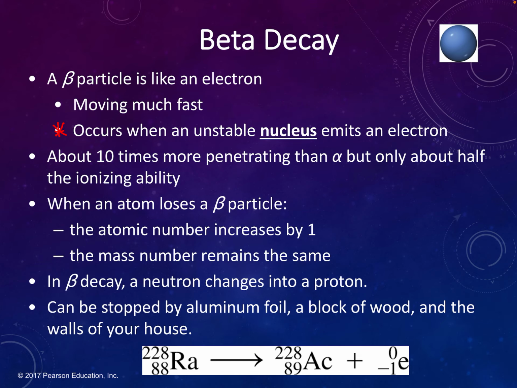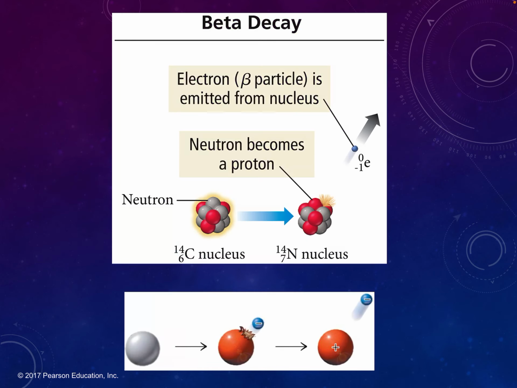There's no electrons in the nucleus, right? You're like, okay, the electrons, they exist in the electron cloud. We learned this, right? There are no electrons in the nucleus. So how is the nucleus emitting an electron? Well, what happens is that our neutron turns into a proton, okay? We have a neutron. Our neutron emits an electron and turns into a proton.